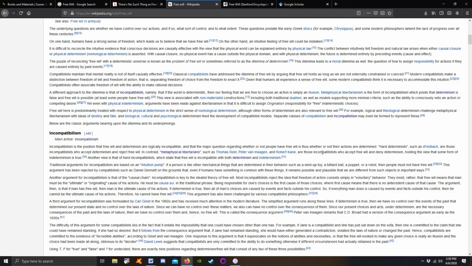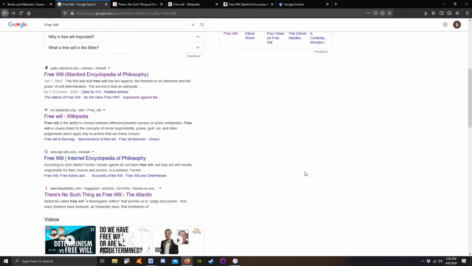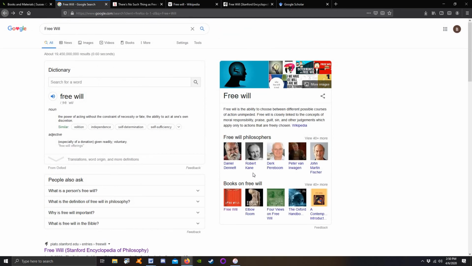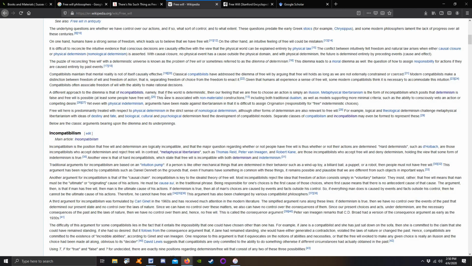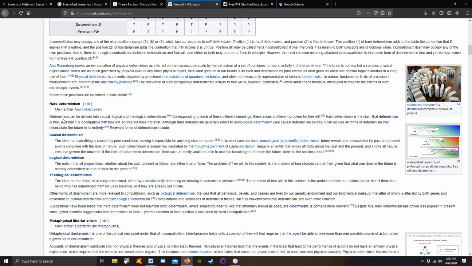Now notice, a lot of these names were right here in the list of free will philosophers. Peter Van Inwagen, Robert Kane. That's because Google is siphoning the information from Wikipedia and other sources. It's doing this job for you. So if you look at the plus 40 more, you're going to find a whole bunch of reliable philosophers on this subject. You will see them quoted here. You scroll further down, you'll find hard determinists, you'll find different arguments here.